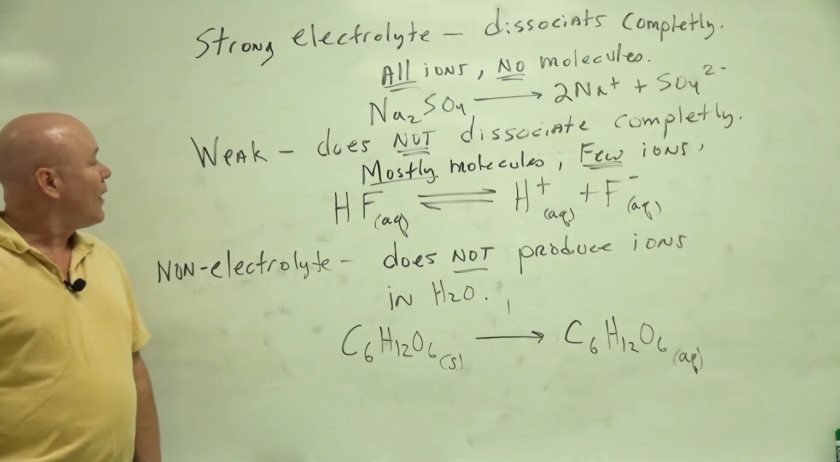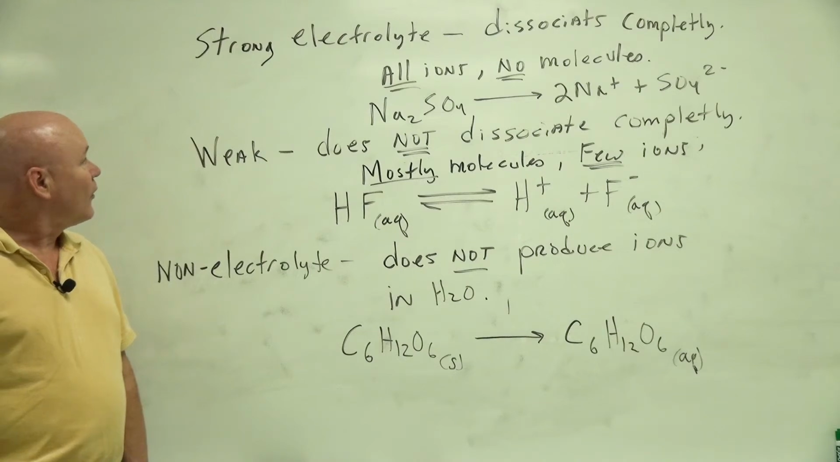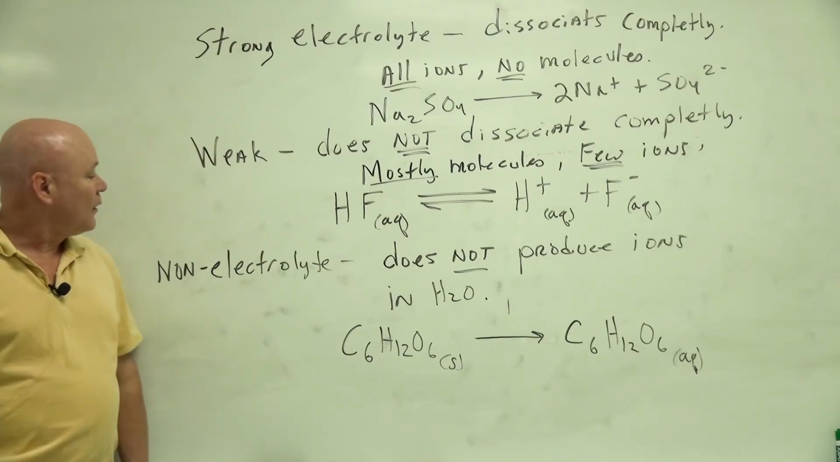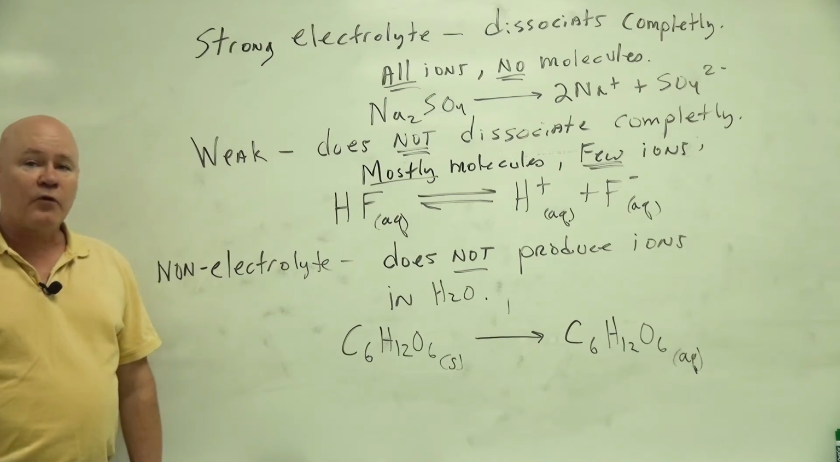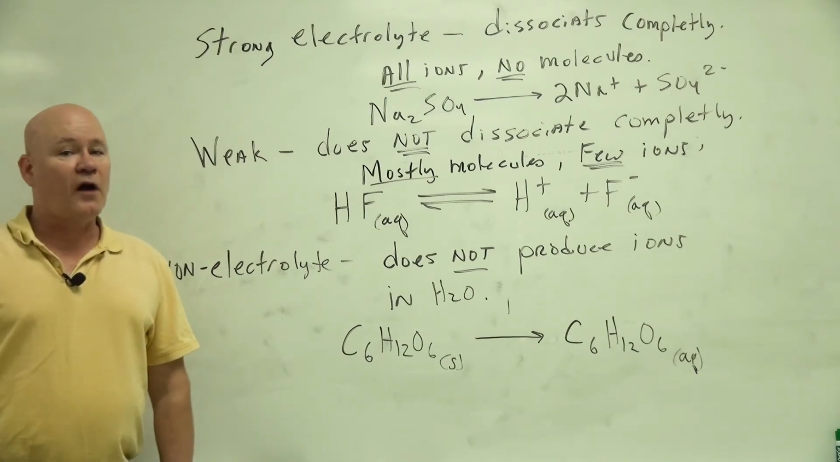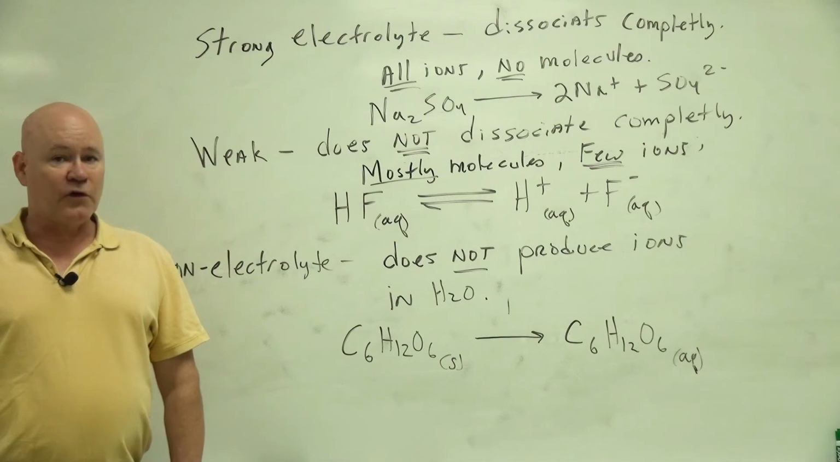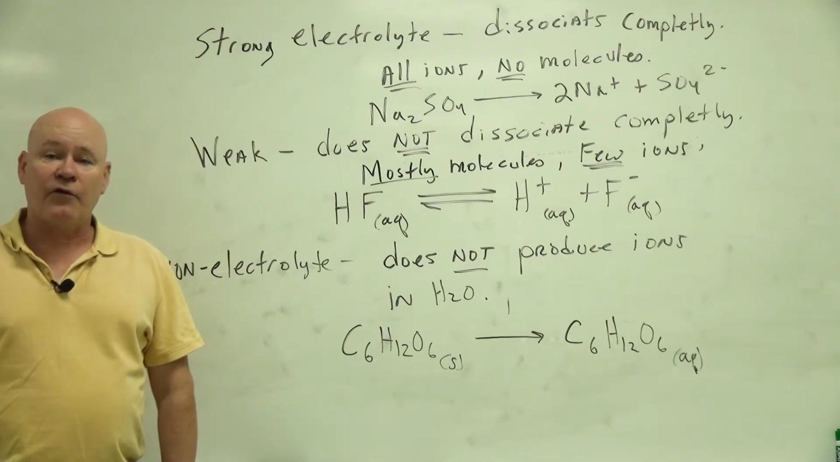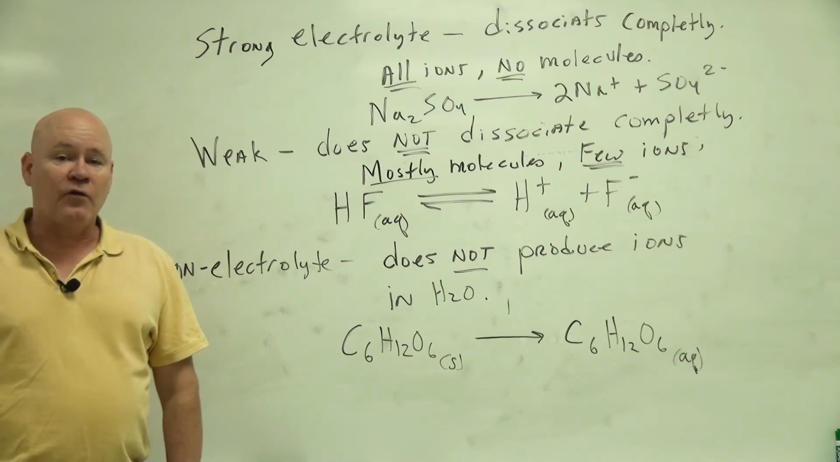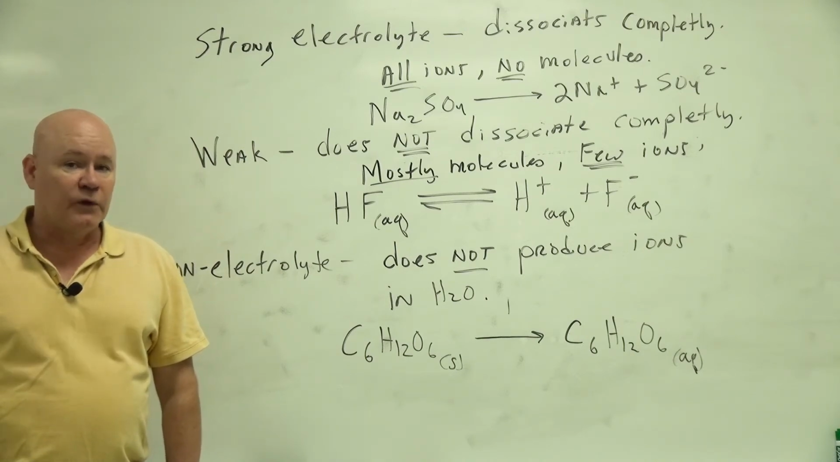So there you go, you have your three kinds of electrolytes. You've got strong, weak, and non. And I want to mention that in terms of chemistry, when we see strong, strong does not mean dangerous. Strong just means dissociates completely. And weak does not mean that it's safe. Weak just means it dissociates not completely.